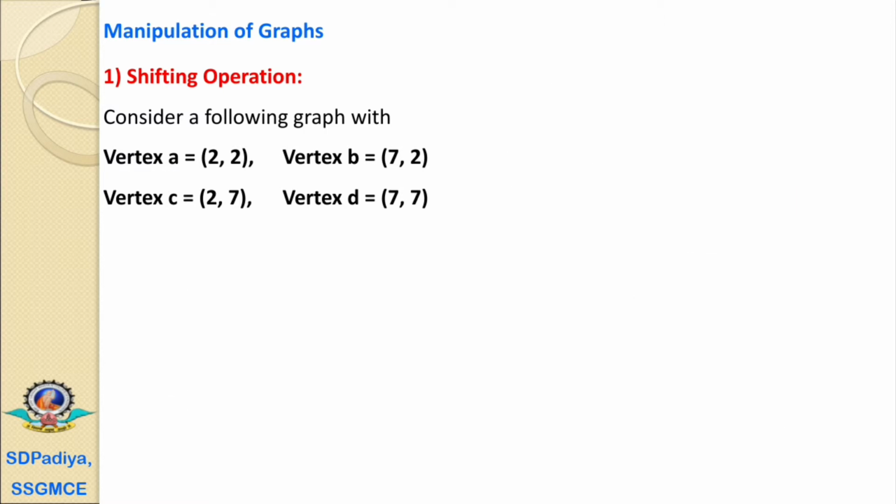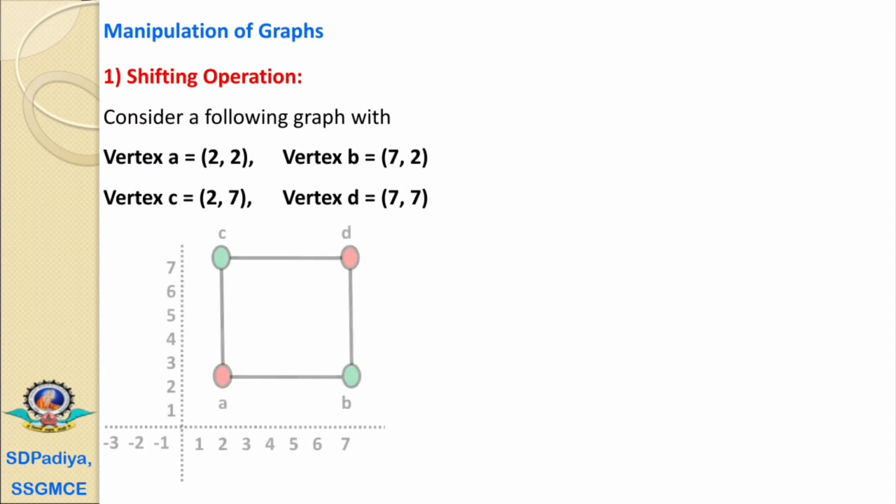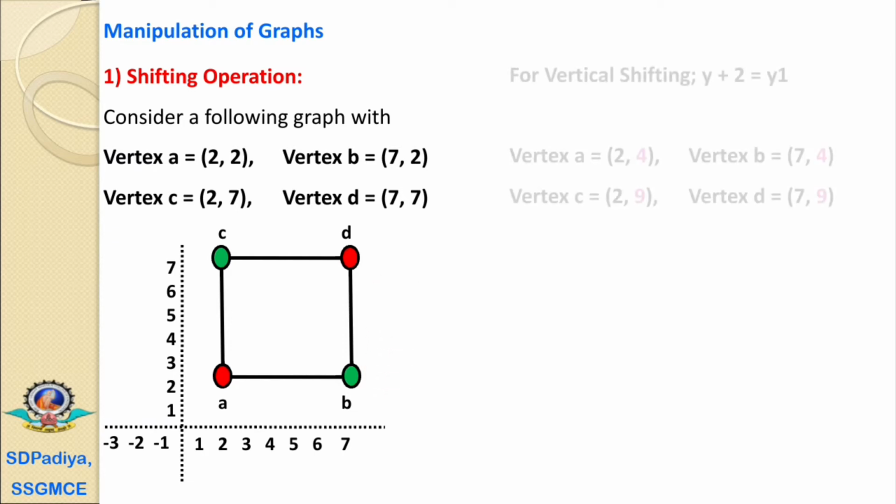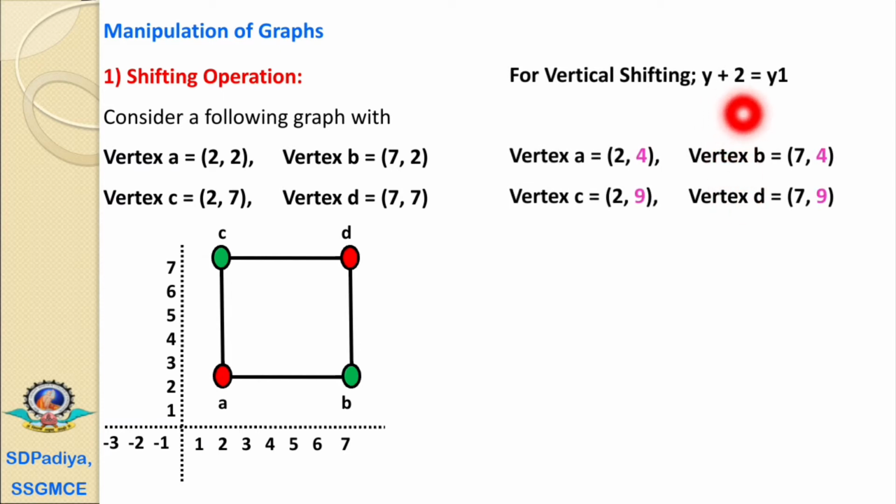Now here we'll discuss the vertical shifting. Again we have considered the same graph. Now if we are to perform the vertical shifting of the entire graph by 2 points, then we have to use the formula, that is y plus 2 is equal to y1. Means we have to increase the y coordinate by 2, and therefore this vertex A has the coordinates 2, 4, vertex B coordinates are 7, 4, the vertex C coordinate becomes 2, 9, and for the vertex D the coordinate becomes 7, 9. And if we plot the graph with these new coordinates, then we'll get the graph like that.